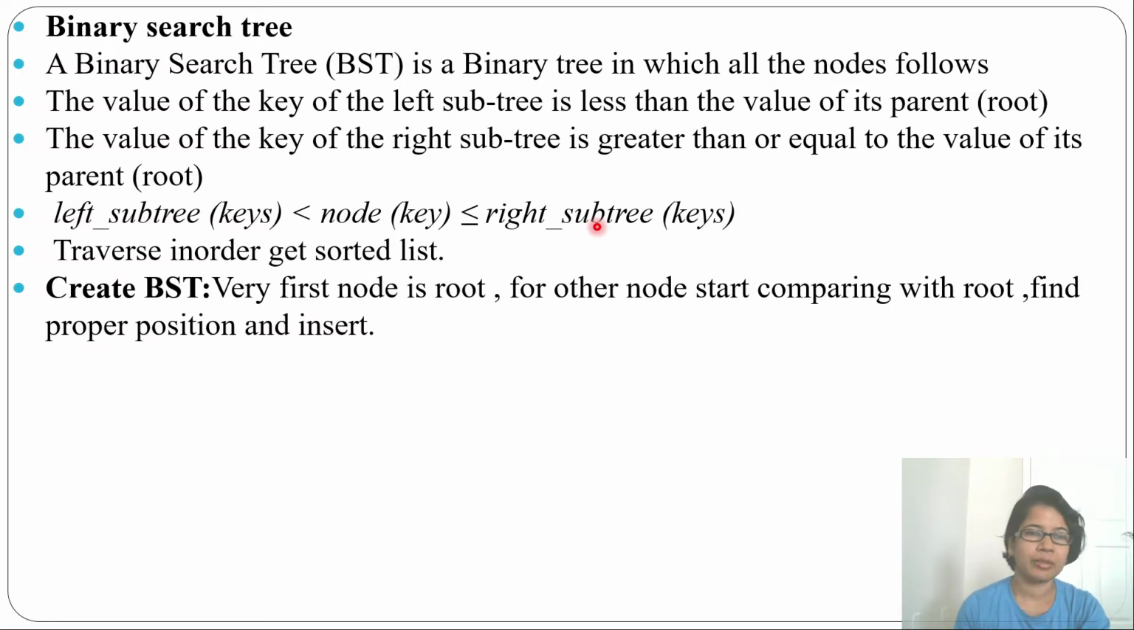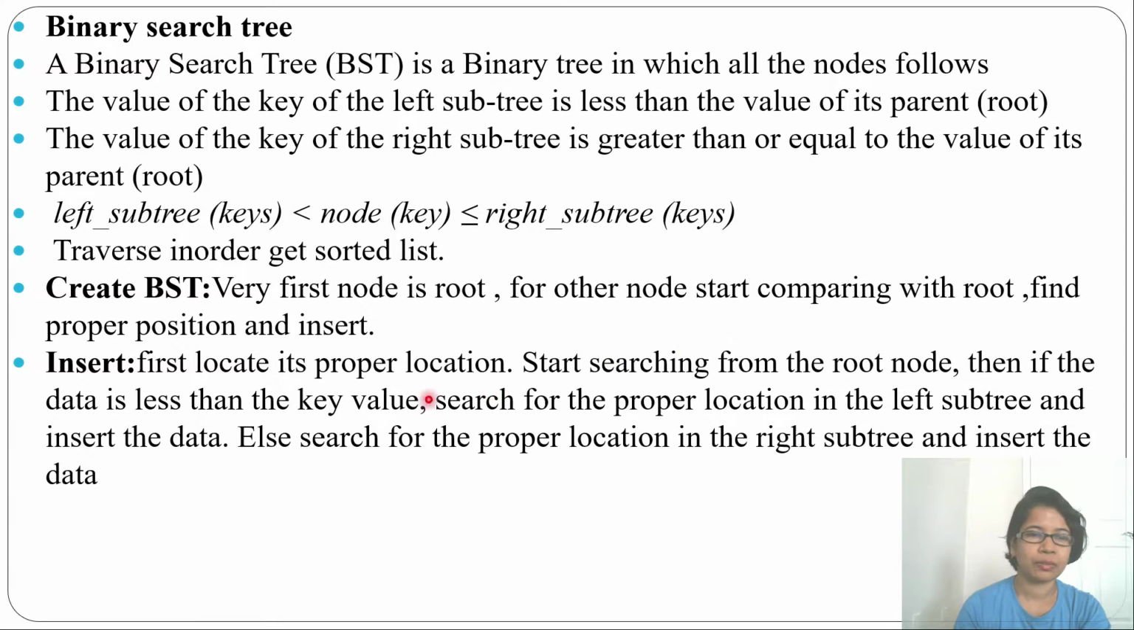So then how to create a BST? Very first node is the root. For other nodes, just start comparing with the root, find the proper position and insert. So how will we insert? First locate the proper location, you have to compare and find it. Start searching from the root: if the data you want to insert is less than the parent, then search for the proper location in the left subtree and insert the data, else search for the proper location in the right subtree and insert the data. Let's take an example and create a BST.